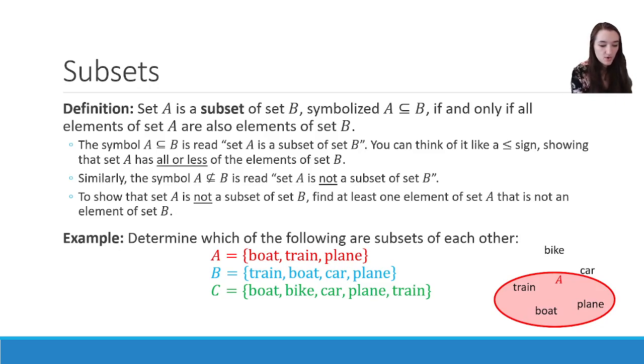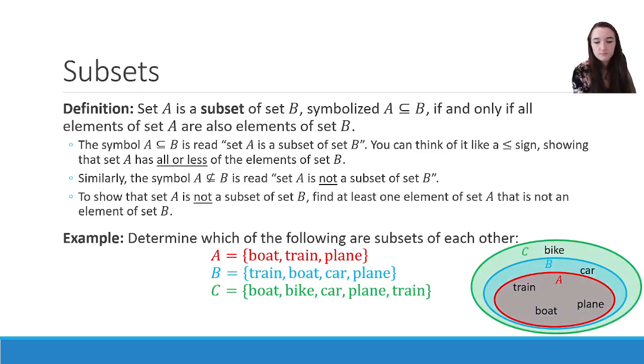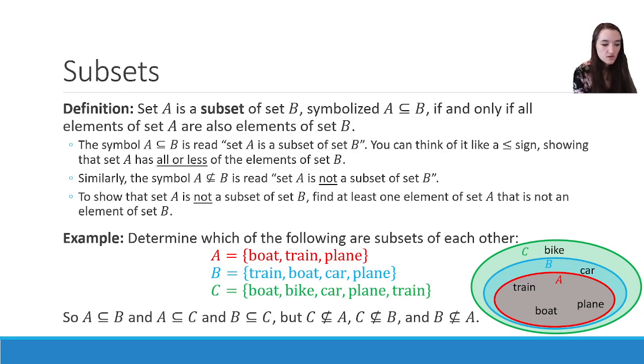Then B is train, boat, car, plane. So it's got these three things that are in A, but then we add in the car to make B. And finally, C is boat, bike, car, plane, train. So it has the four elements that were in B plus one more, bike. So we can say, visually, A is within B, which is within C. So A is a subset of B, A is a subset of C, and B is a subset of C. But we wouldn't say C is a subset of A, or C a subset of B, or B a subset of A. None of that is true.